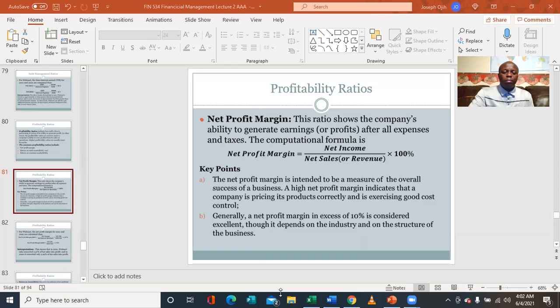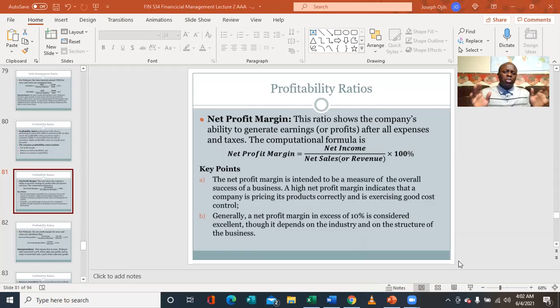What does this ratio tell us about a company? Well, I've already explained it. We use it to measure the overall success of a business with respect to generating earnings or profit from its sales.